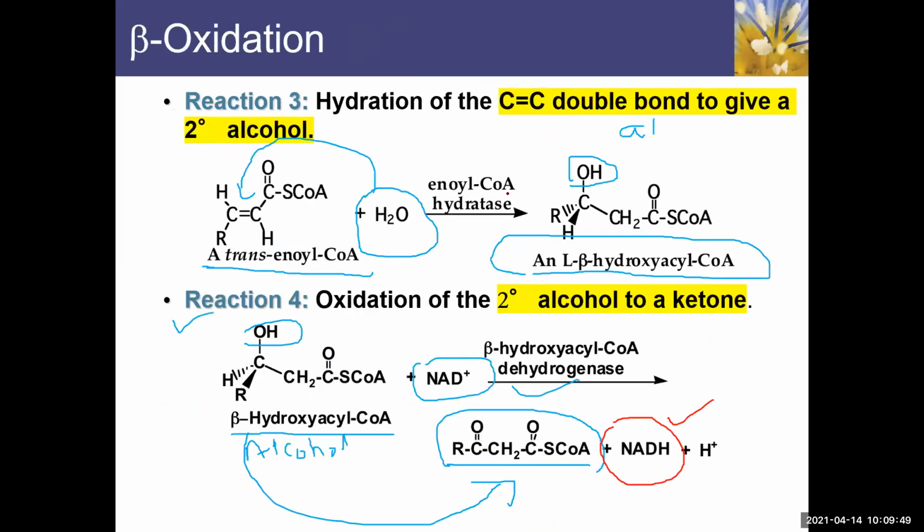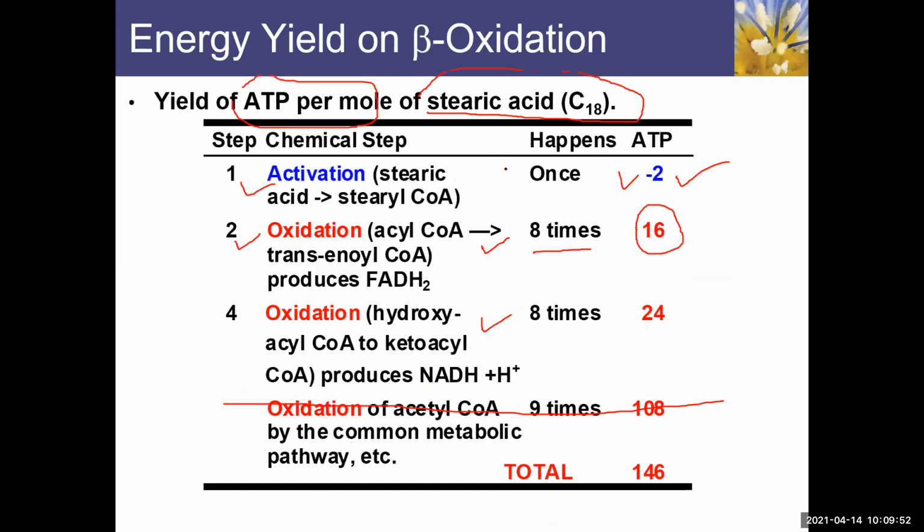So that is what I was telling you, that in this cycle we started with C18. How many cycles did we have in C18? 7 cycles or 8 cycles? Absolutely, we had 8 cycles. So as I had 8 cycles, that many FADH I produced here, and that many NADH I produced here. So 8 times and 8 times here again.